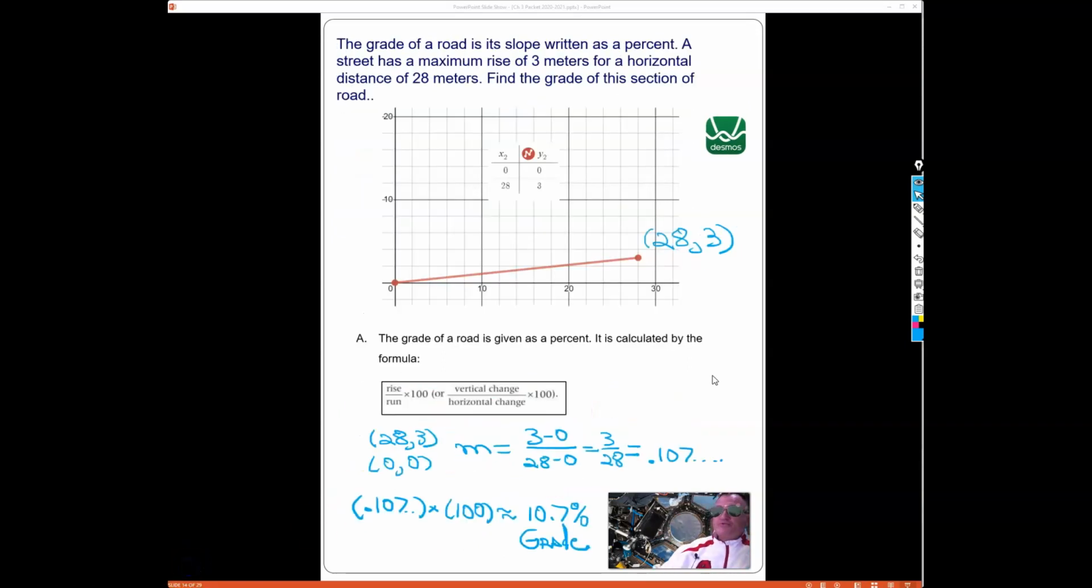So if we had a street that rose 3 meters for a horizontal distance of 28 meters, this would be its steepness. I calculate the slope, which is simply going to be 3 over 28, which converts as a decimal to 0.107 and change. Then I take that and multiply it by 100, and it gives me a grade of 10.7%. So this slope and that grade mean the same thing. It's just a different way of expressing it.